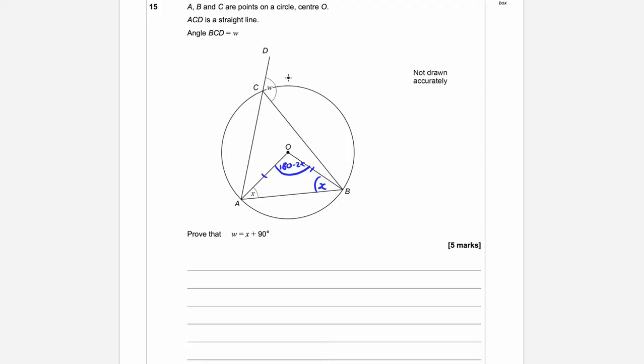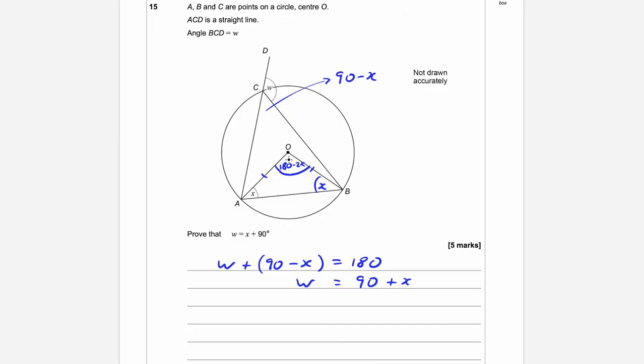That means this guy is half that, because the angle at the circumference is half the angle at the center. So this is equal to 90 minus x. And then finally, W plus 90 minus x must equal 180, because this is a straight line. All we need to do then is subtract 90 from 180, and we get 90, and add the x over here, so I get plus x, which is what we wanted.